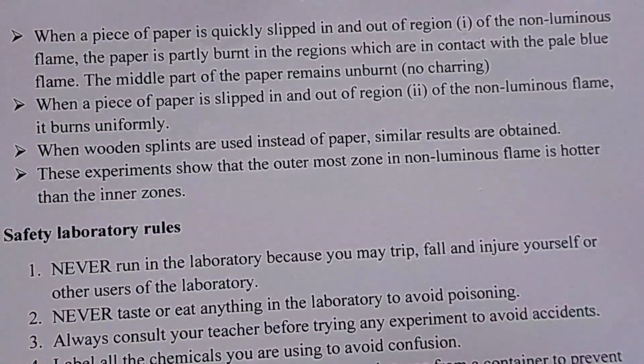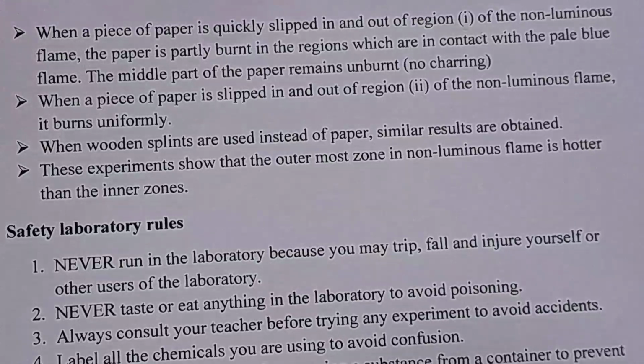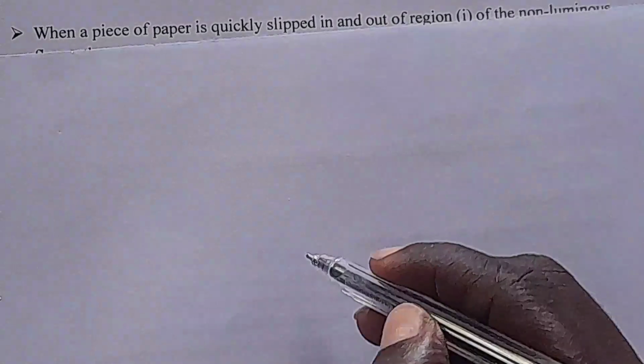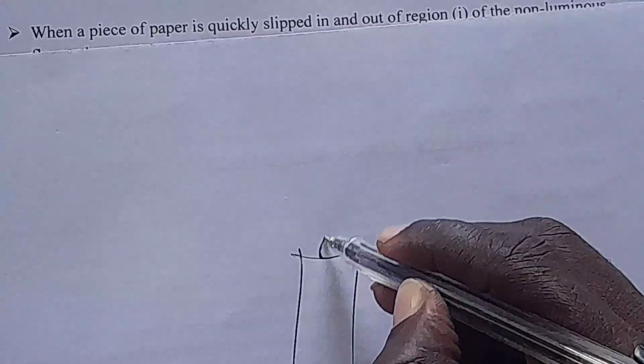That means during the exam they will draw for you a diagram, and you are told to label the parts of the non-luminous flame. Or they can label for you A, B and C. Then you are told to name the hottest part of this flame. They will draw for you like this.